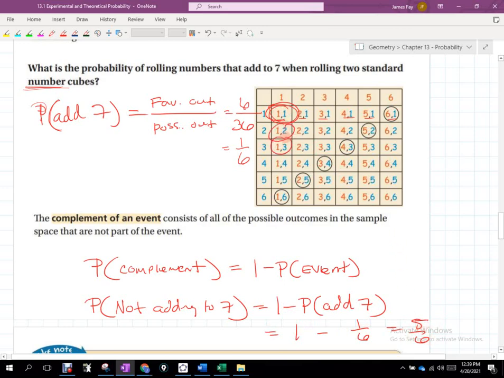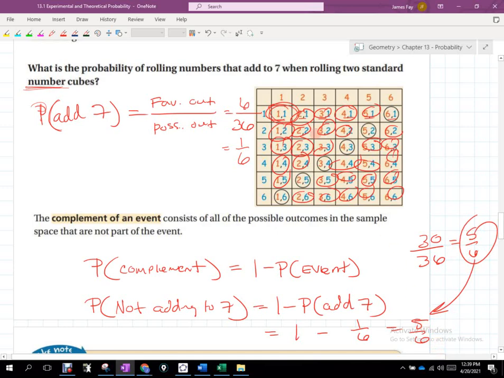Now think about this. Would you agree that these here in red are all the ones that don't add to 7? If you go through and count those red ones, you have 1, 2, 3, 4, 5, 6, 7, 8, 9, 10, 11, 12, 13, 14, 15 of them on this side. So you have 15 on this side. So you got 30 out of 36 that are not adding to 7, right? What's 30 out of 36 reduced to? 5/6. Isn't that easier to do? It was easier to count the ones that were adding to 7 and then do 1 minus that, okay, to find the ones that don't add to 7.